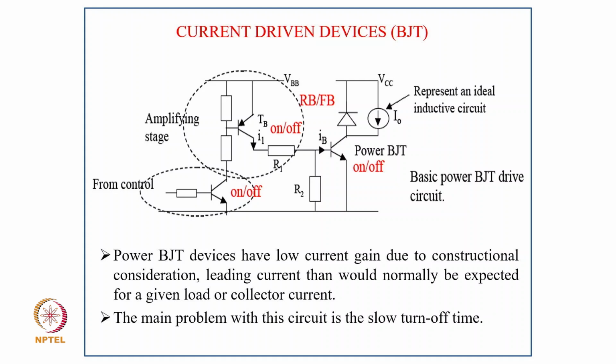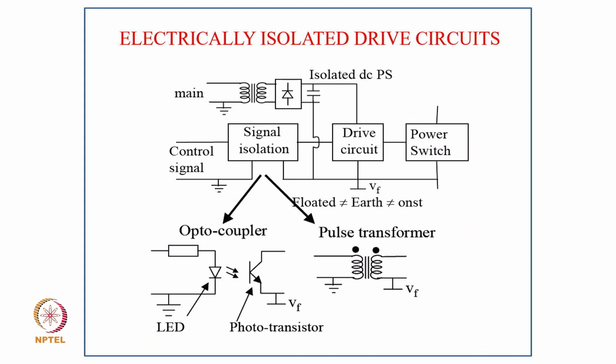Power BJT devices have low current gain due to constructional considerations, leading to more base current than would normally be expected for a given load or collector current. The main problem with this circuit is the slow turn off time, which increases the losses, because the turn off time of the transistor is quite substantial, and the gating circuit increases it further.